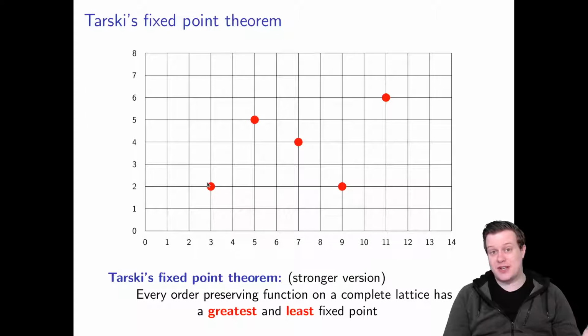If the red dots here are indicating points that are fixed points, this guy is the least fixed point, and this guy is greater than all the other fixed points, so he is the greatest fixed point. So the weak version says that there's at least one fixed point. The stronger version says that not only is there one fixed point, there is also a least one and a greatest one.